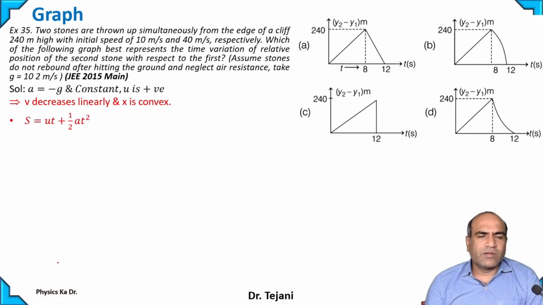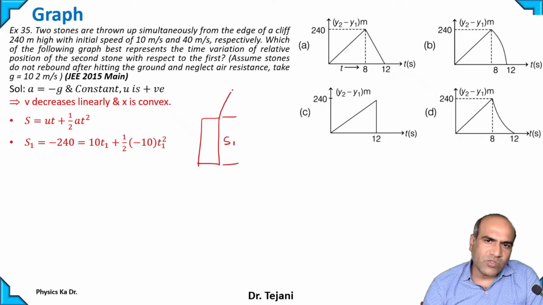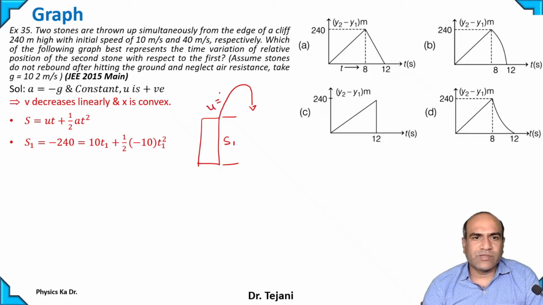Now here we know that distance traveled is s equal to ut plus 1/2 a t squared. So for s1, this is the height of the tower, the distance given. Then a stone is thrown vertically upward with u equal to 10. T1 we don't know how much time it will require, and here acceleration becomes minus g. So s1 is minus 240.